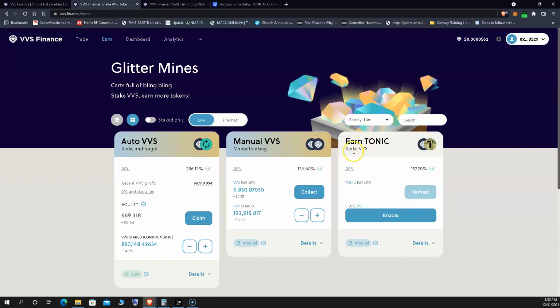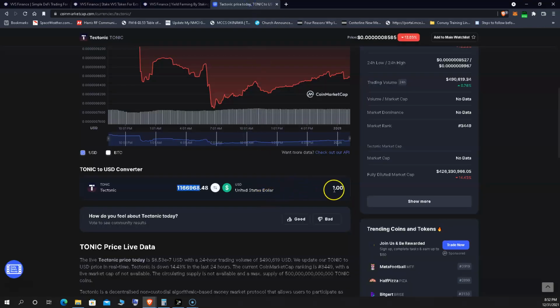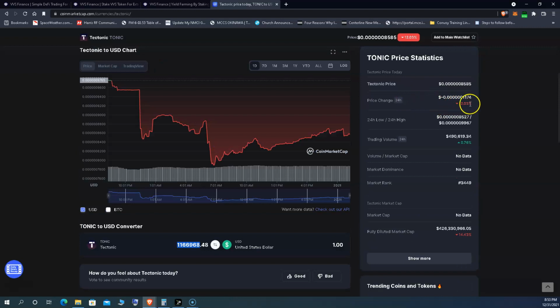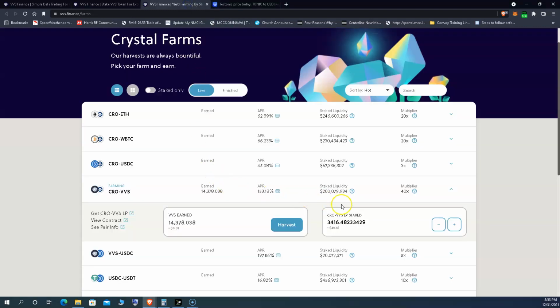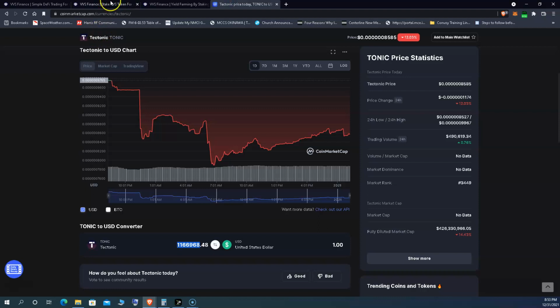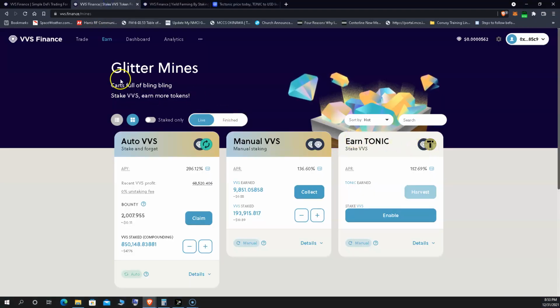And then now this new token, which is the Tectonic token, also known as Tonic, is on this side, and you can stake VVS and you earn Tonic token back. Now, for one Tonic token, or for $1, you can get 1.1 million Tectonic tokens right now. That's the current price right now. So in 24 hours, they're in the positive on the trading volume, but the token value has gone down 12%. We don't know the future of this Tonic token, but this is new. They're supporting it, and a lot of others are supporting it.